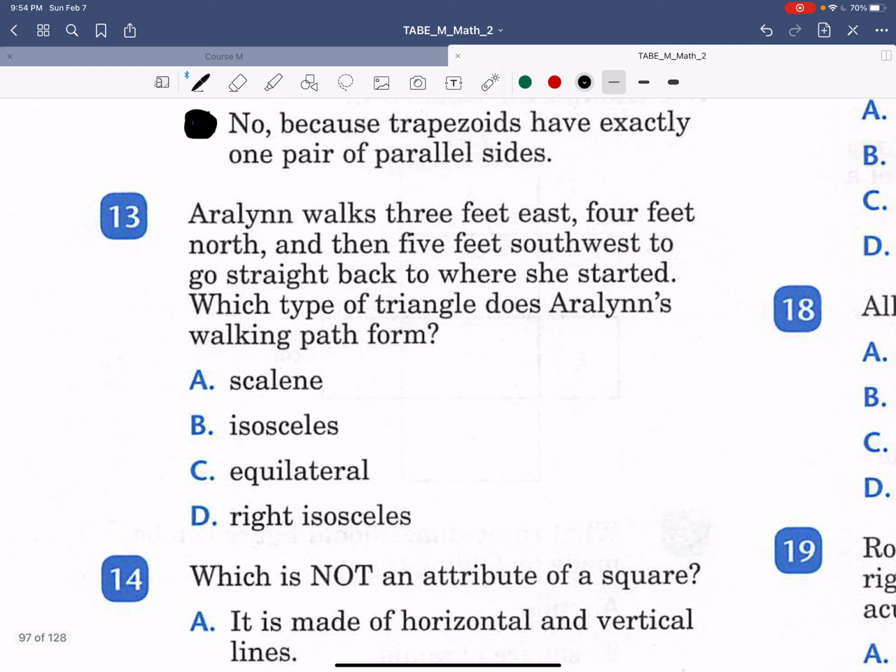Number 13. Erilyn walks 3 feet east. That's this way. Let me try that again, because I didn't leave myself enough room. 3 feet east. 4 feet north. And 5 feet southwest to go straight back where she started.